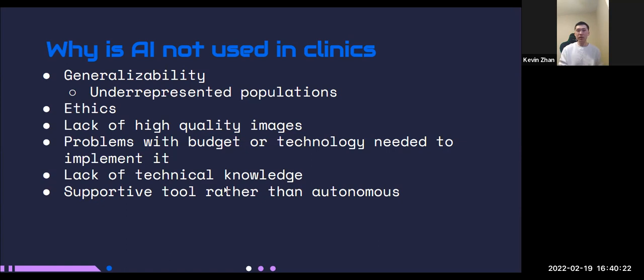AI is still used in clinics. It's just more as a supportive tool, like an early warning signal, rather than an autonomous model. For example, it would alert a physician that this patient probably has pneumonia, and they will get a second opinion. It's more of a tool for physicians rather than replacing them. That has provided a lot of stigma that AI is taking over, but it's not completely true.